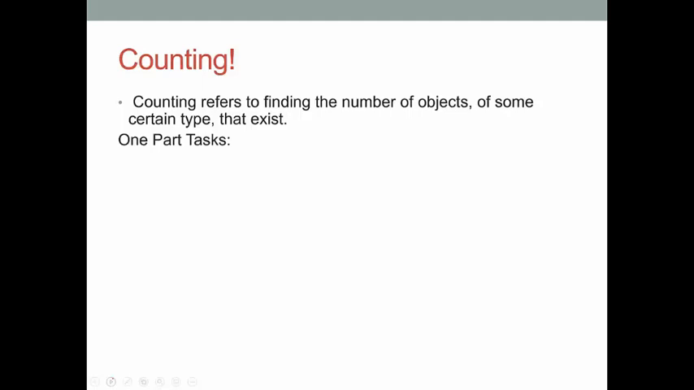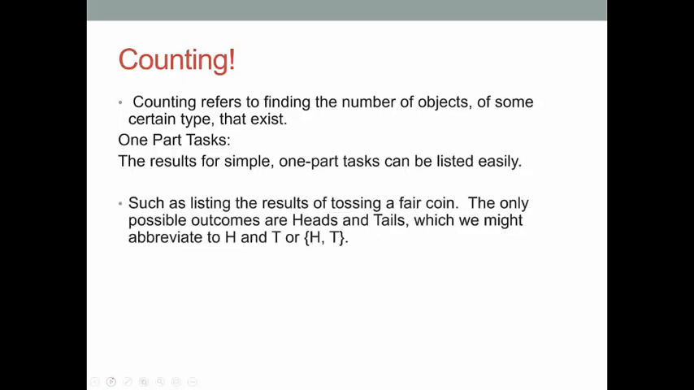So there's one called a 1-part task. The results for simple 1-part tasks can easily be listed. A 1-part task is just one thing that you're doing. So maybe it's listing the results of tossing a fair coin. There are only 2 possibilities. It's either going to land on heads or tails.